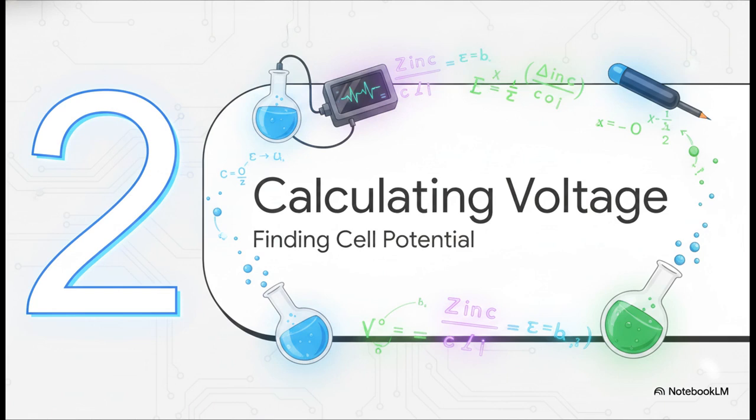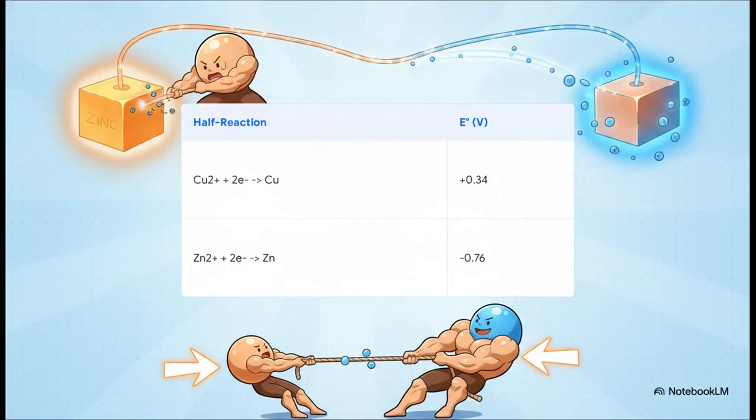Moving right along to Section 2, calculating your cell voltage. Before you start assembling any actual metals and liquids, we need to do a little bit of math just to make sure our cell will actually generate power, you know? Let's crunch the numbers. So, we have to look at a table of standard reduction potentials to figure out which metal is better at competing for electrons. Look at copper. It has a potential of positive 0.34 volts. Zinc, on the other hand, sits way down at negative 0.76 volts. Because copper has the larger value, it basically wins the chemical tug-of-war and forces zinc to be oxidized.